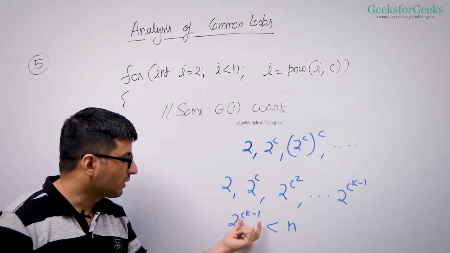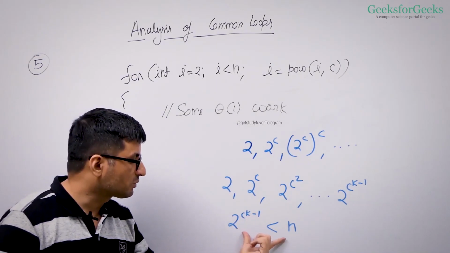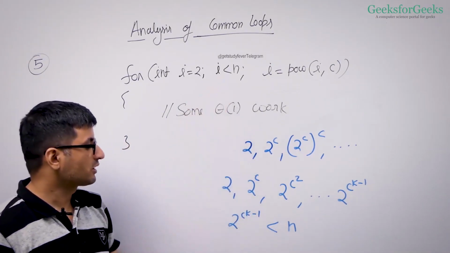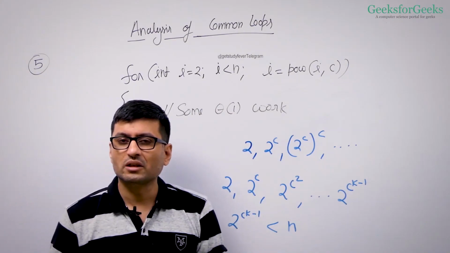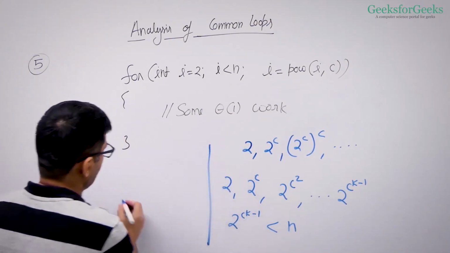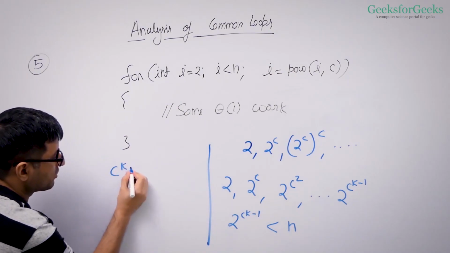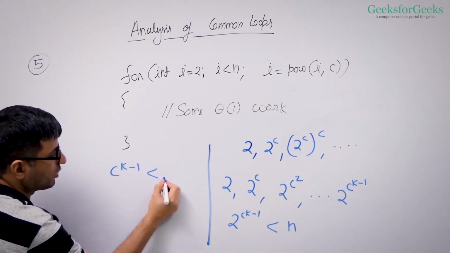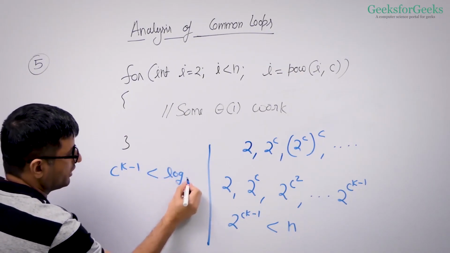Now this 2 raised to the power c raised to the power k minus 1 has to be smaller than n, as our loop says. What it means is, if you take log on both sides, your c raised to the power k minus 1 has to be smaller than log base 2 of n.